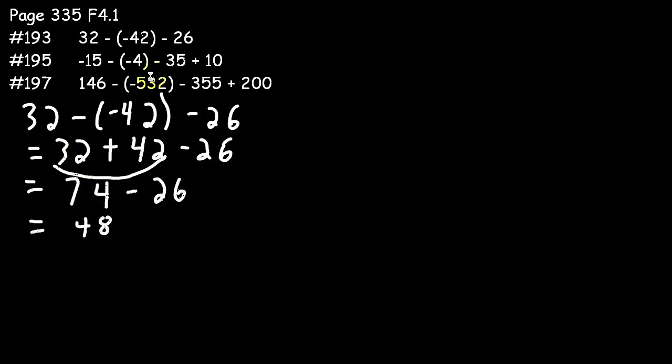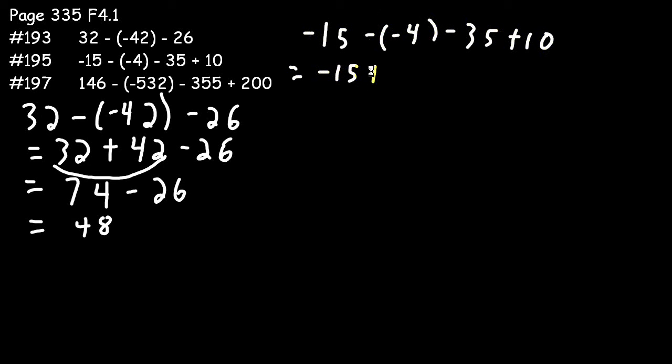It's a little more challenging, 195. You have negative 15 minus a negative 4 minus 35 plus 10. Again, I'd like to take care of this minus a negative 4 first of all. That'll just become plus 4. So it's negative 15 plus 4 minus 35 plus 10.